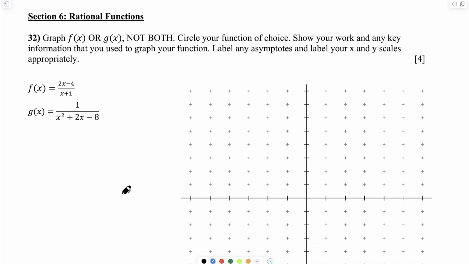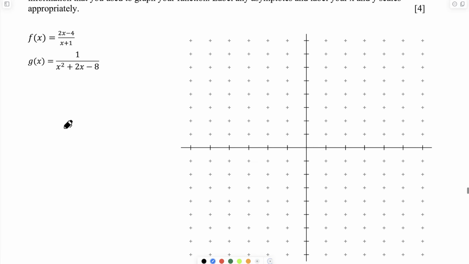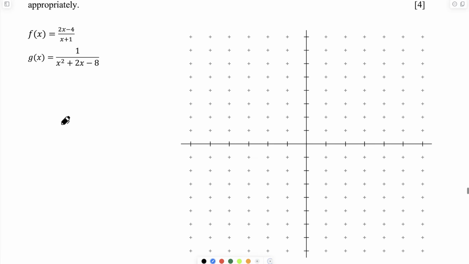Last section of the exam is on rational functions. It says graph f at x or g at x, not both. I'll just do them both quickly. I'll do g at x first. G at x is a reciprocal quadratic. So I'm actually going to write some information about the quadratic function x squared plus 2x minus 8. And then I'll use that information to state some properties of 1 over x squared plus 2x minus 8.